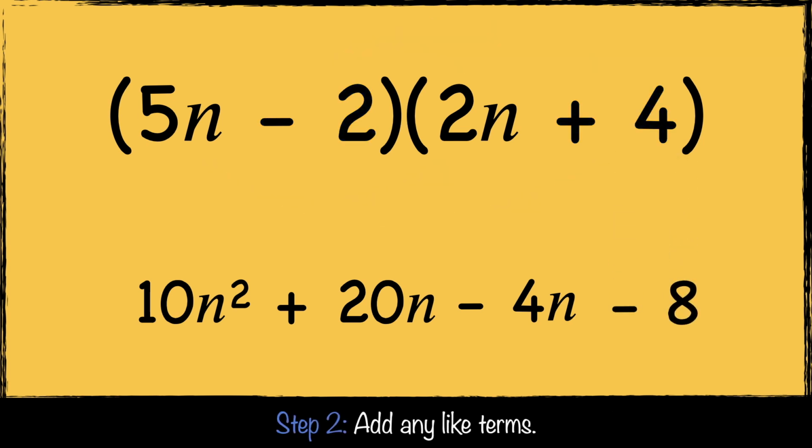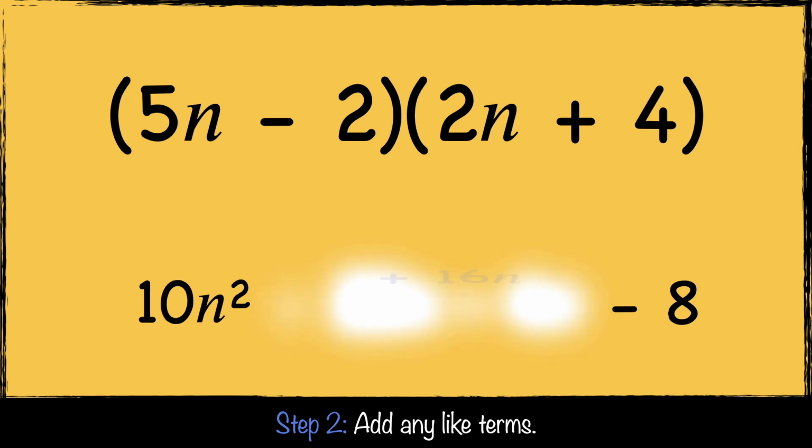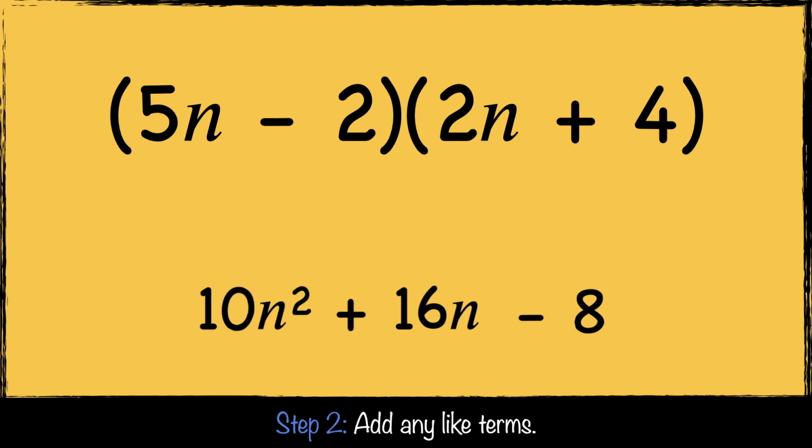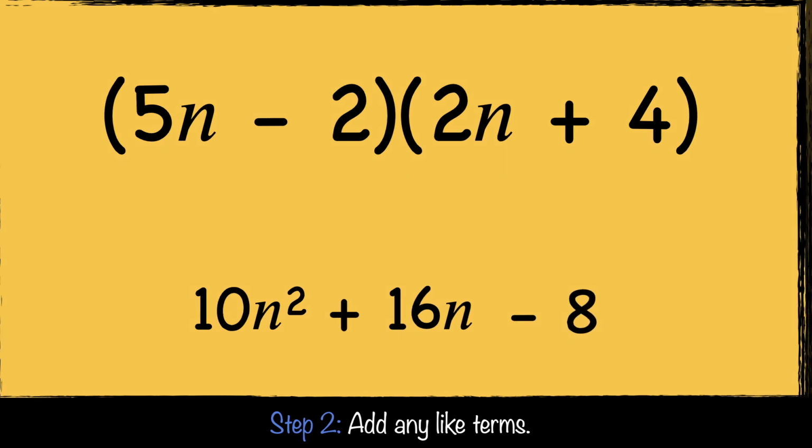Now we need to simplify by combining like terms. 20n and minus 4n are like terms. So 20n take away 4n is 16n. So the simplified expression becomes 10n squared, add 16n, subtract 8.